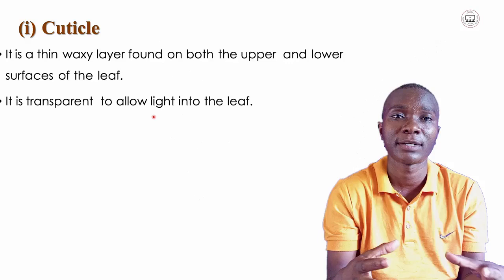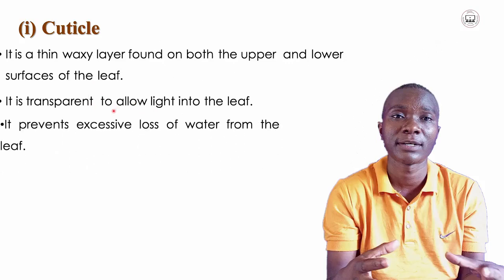You remember, light is necessary for photosynthesis. The function of the leaf being to manufacture food, there must be a way light is allowed into the leaf. It is through this transparent cuticle that light enters into the leaf.